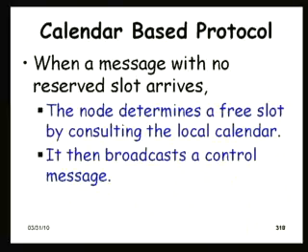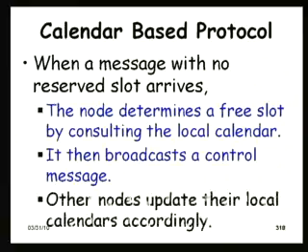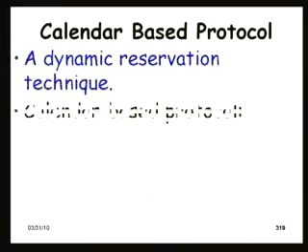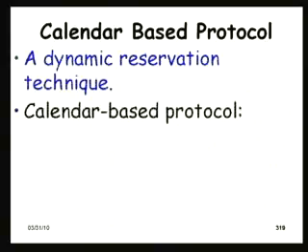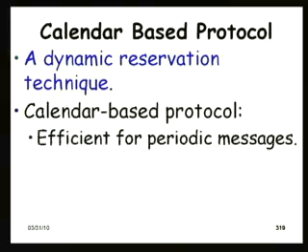So, it needs to reserve that slot, and once the control message is successful, then all nodes update their calendars accordingly and this node transmits. But of course, it won't be a permanent slot, just transmit for that instant. So, we can think of it as a dynamic reservation technique. For some categories of messages there is static reservation, and for other messages there is dynamic reservation.